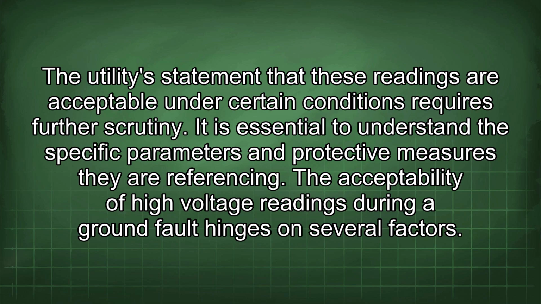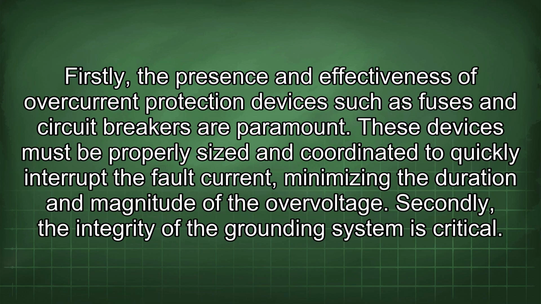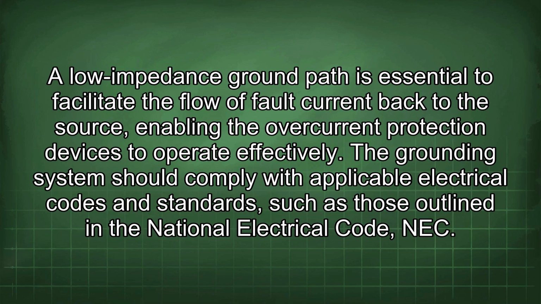The acceptability of high voltage readings during a ground fault hinges on several factors. Firstly, the presence and effectiveness of overcurrent protection devices such as fuses and circuit breakers are paramount. These devices must be properly sized and coordinated to quickly interrupt the fault current, minimizing the duration and magnitude of the overvoltage. Secondly, the integrity of the grounding system is critical. A low-impedance ground path is essential to facilitate the flow of fault current back to the source, enabling the overcurrent protection devices to operate effectively.